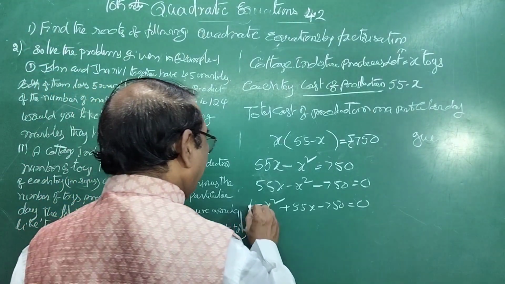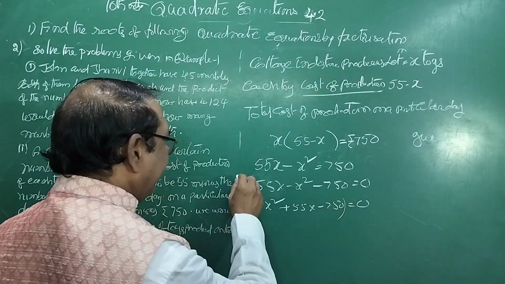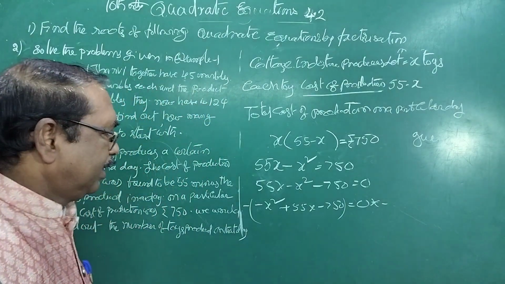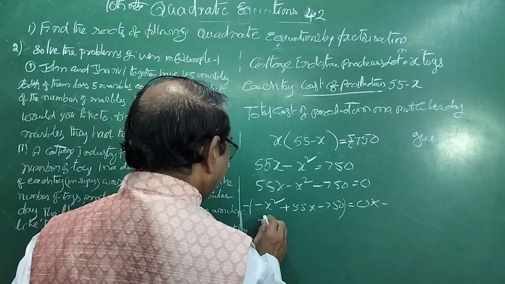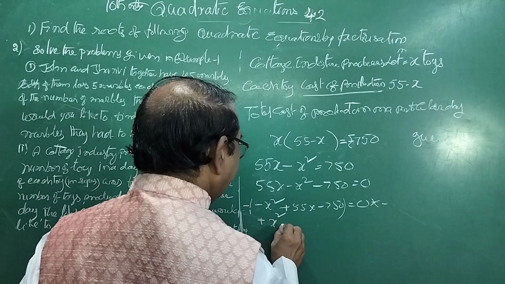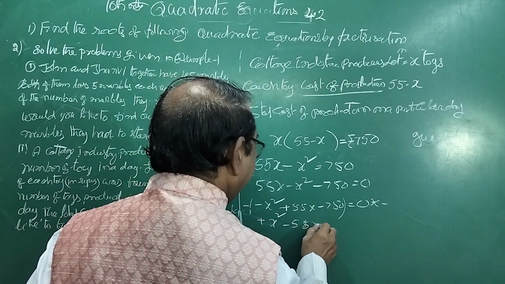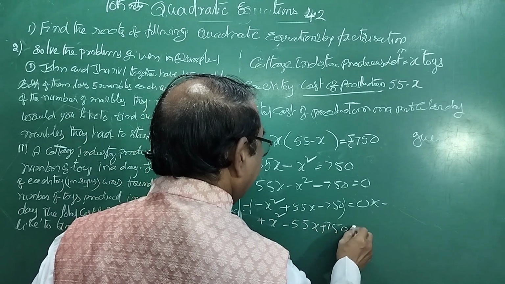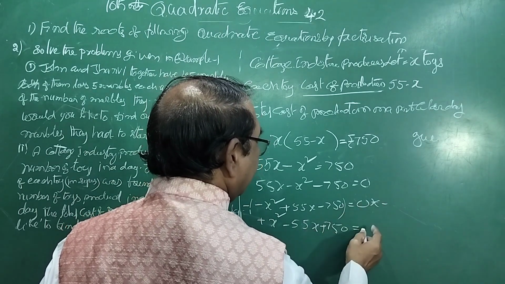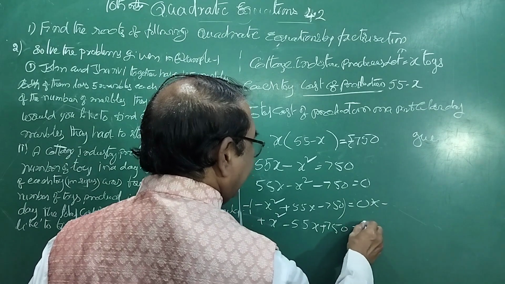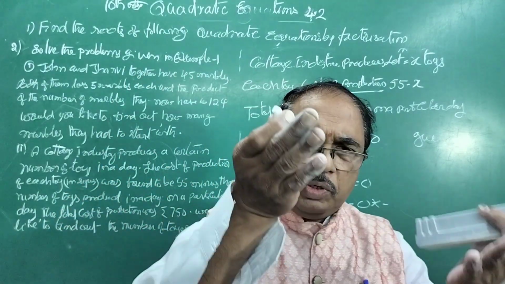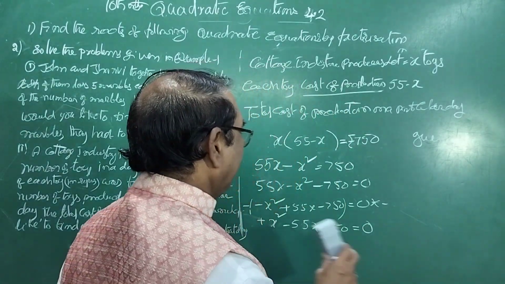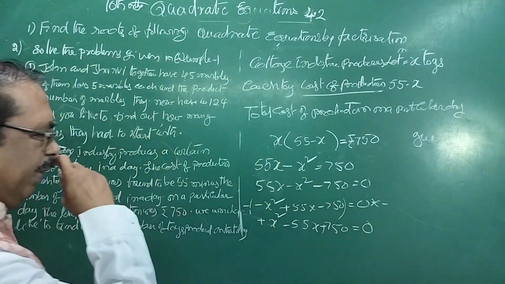Yes, let us make it positive. We multiply one side with minus, so here also multiply with minus 1. Minus into minus gives plus x square, minus into plus 55x gives minus 55x, minus into minus gives plus 750, equal to 0. Minus 0 or plus 0, zero itself is nothing, there is no value. Now we have reached an equation.